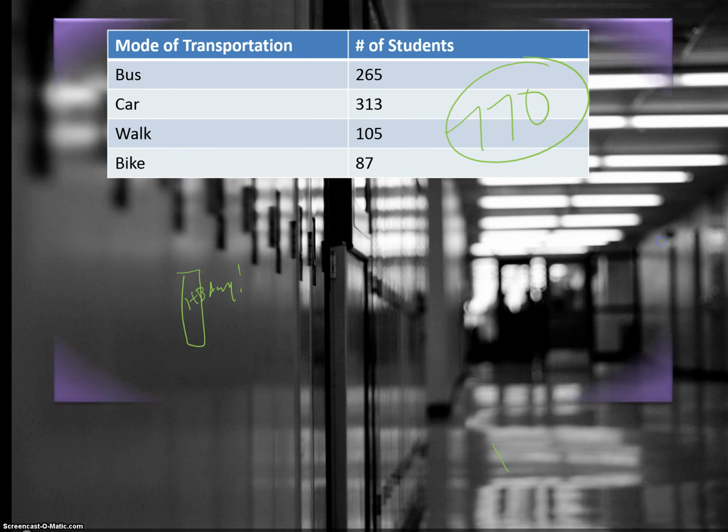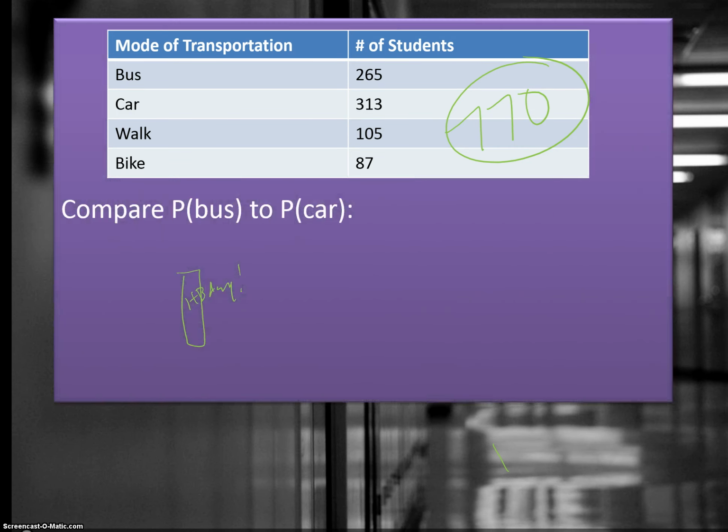Okay. Anyway, we want to compare modes of transportation. So we're going to do bus to car. The probability of riding the bus, my friends, is probably a lot of you. So a lot of you ride the bus. 265 of you to be exact, out of the 770 kids I surveyed. So 265 out of 770 is equivalent to 53 out of 154 as a reduced fraction.